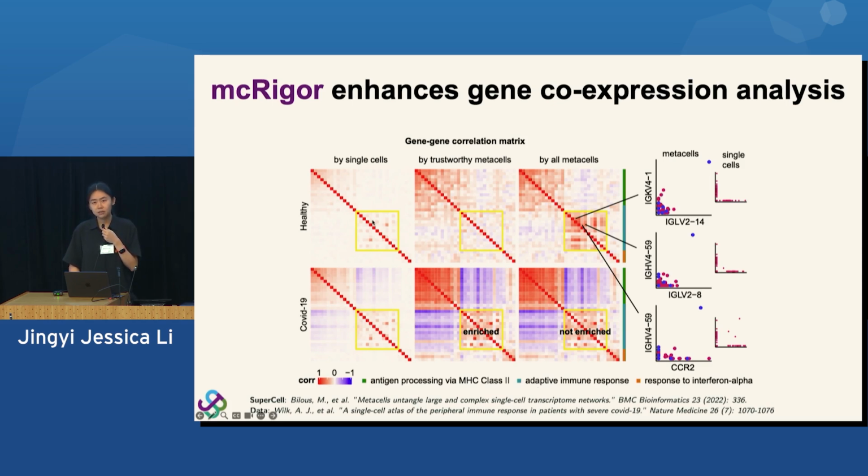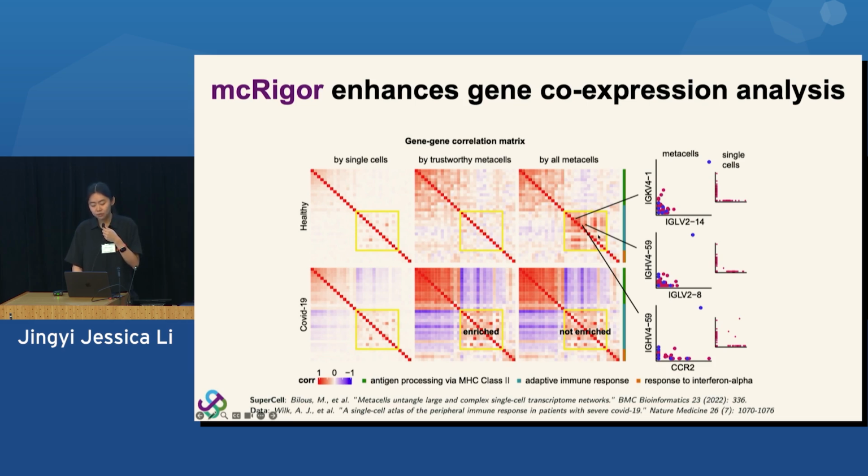If you look at the single-cell data and compute gene-gene correlations, you don't see a big difference between healthy patients and COVID-19 patients, even though we expect these genes to be active after COVID-19 infection. So in the SuperCell paper, they constructed metacells and used them to do the correlation analysis. We can see that for adaptive immune response genes, their correlations become much higher, but higher in both groups, and the difference is not obvious.